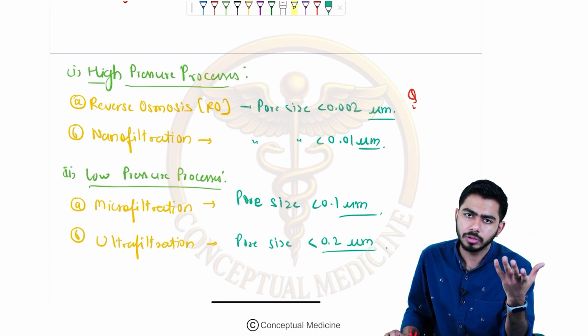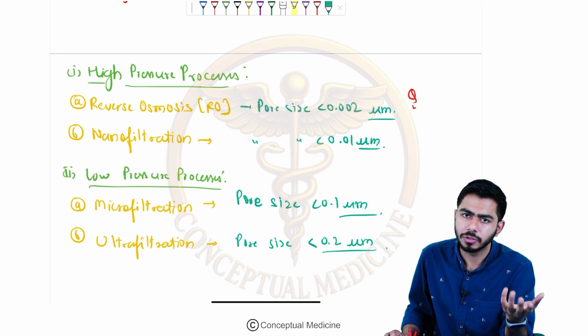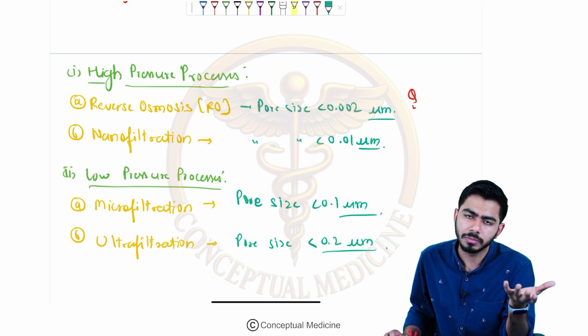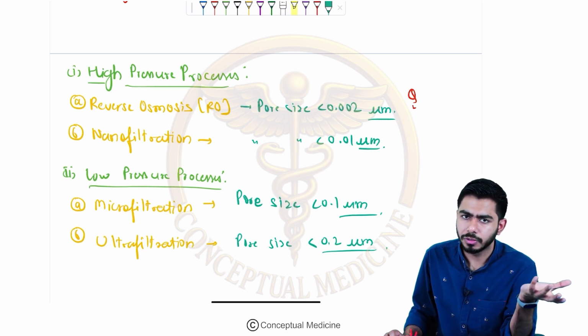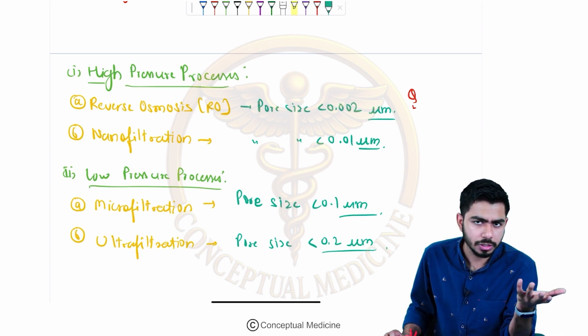If we talk about high pressure, then we have reverse osmosis and nanofiltration. We have to talk about the pore size also. Reverse osmosis has a very small pore size, that's why the filtration quality is also better as compared to the other methods. In the low pressure processes, we have ultrafiltration and microfiltration, and we have talked about the pore size as well, right?